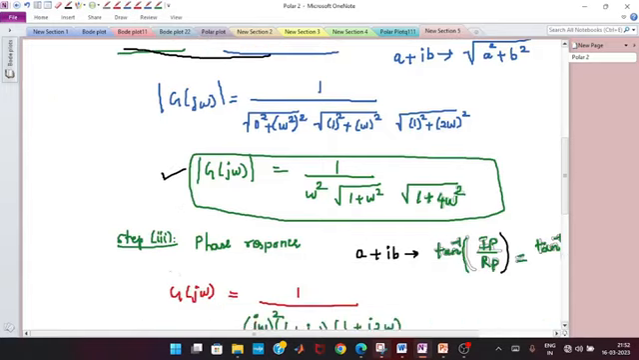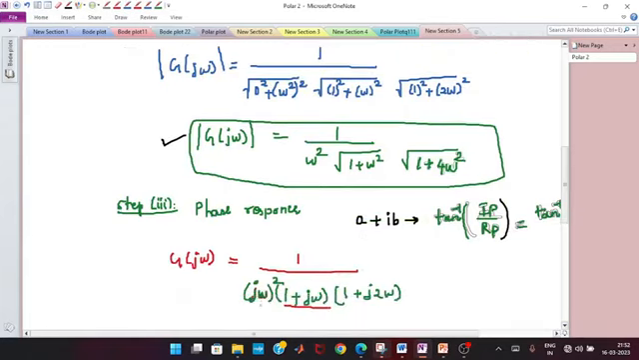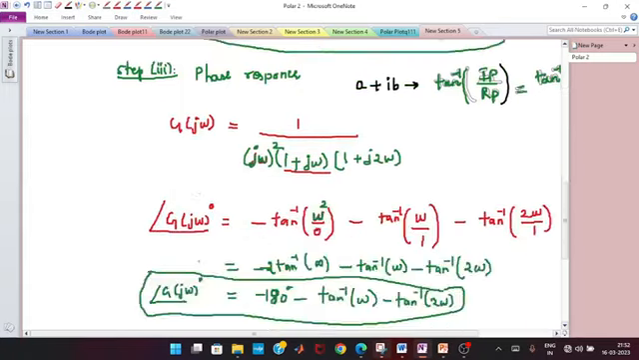Now step number 3 is to find the phase response. You know how to find the phase: a + ib, the phase equals tan inverse of imaginary part divided by real part. Same thing. So G(j omega) is 1 by (j omega) squared, (1 + j omega), (1 + j 2 omega). To find the phase, we take tan inverse of the imaginary part, omega squared, divided by the real part, which is 0, minus tan inverse of omega minus tan inverse of 2 omega. I hope you have understood why I'm putting the minus over here.